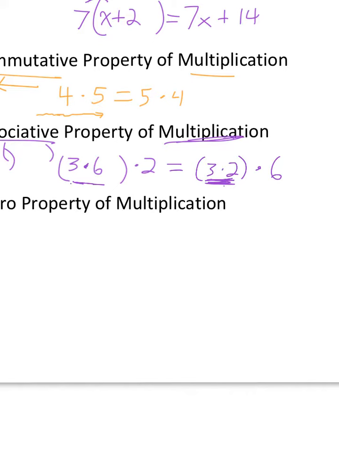Okay? The gist of it is, if you're multiplying 3 numbers, so I got a 3, a 6, and a 2, it doesn't matter what order I multiply in. So 3 times 6 is 18, times 2 is 36. Cool. Over here, 3 times 2 is 6, times 6 is 36. That's an example of the associative property of multiplication.